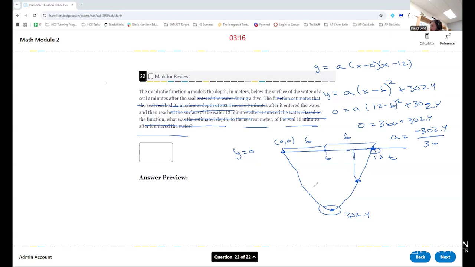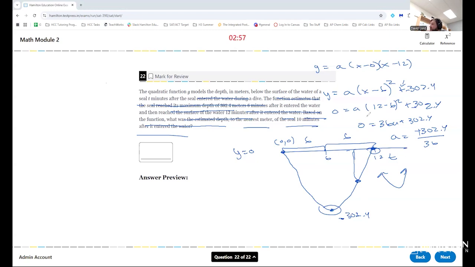All right, that looks pretty good. Oh, sorry. It should not be positive 302.4. It should be negative since it went below. So negative, negative, positive here. And that makes sense because this graph looks like a positive parabola, so the a value has to be positive.